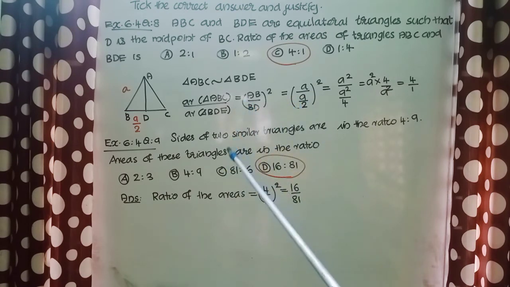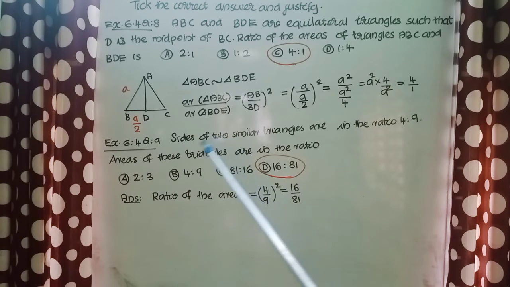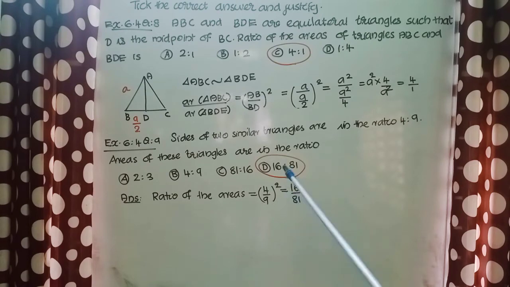Next one, sides of two similar triangles are in the ratio 4:9. Areas of these triangles are in the ratio 2:3, 4:9, 81:16, 16:81. The ratio of the areas is equal to the square of the ratio of the sides, that is equal to 4 by 9 whole square, that is equal to 16 by 81. So the correct answer is 16:81.